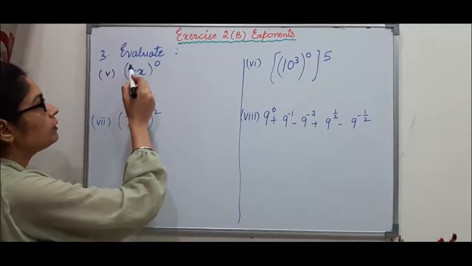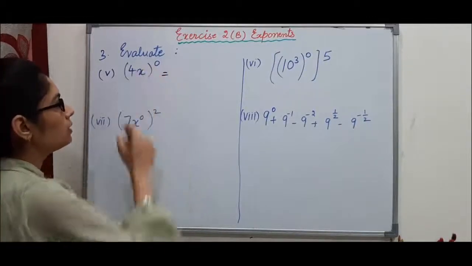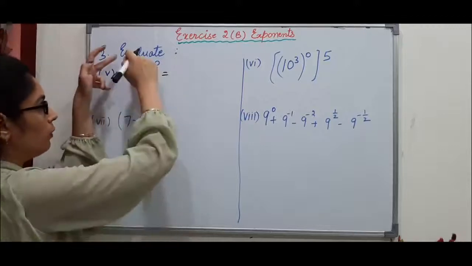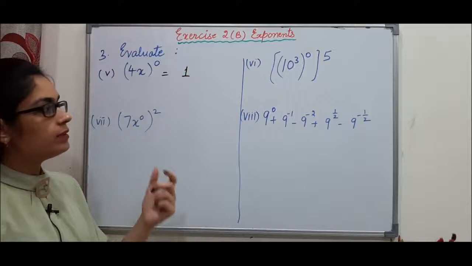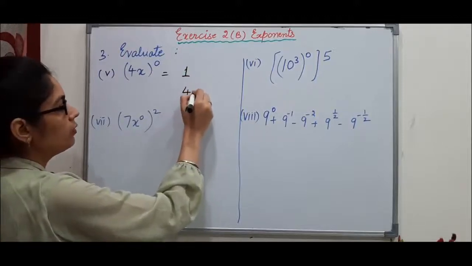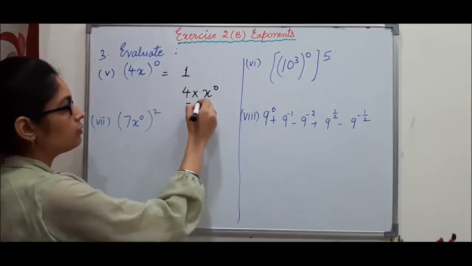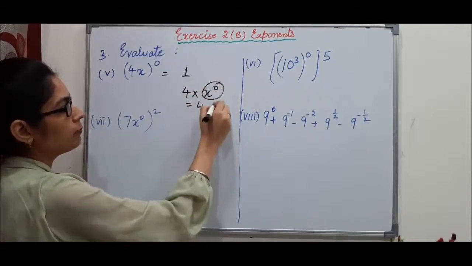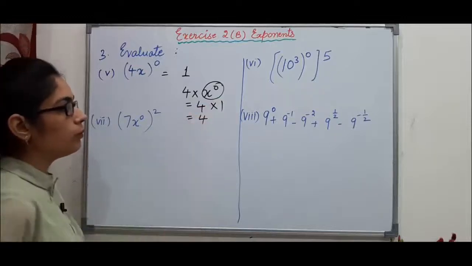In the next part it is (4x) to the power 0. So (4x) whole power 0, when the whole power is 0, its value will be equal to 1. See, in the previous question it was like this, 4 into x to the power 0. So that is why we only took x as 1, because the power of this number was 0. So it was equal to 4 into 1, 4.